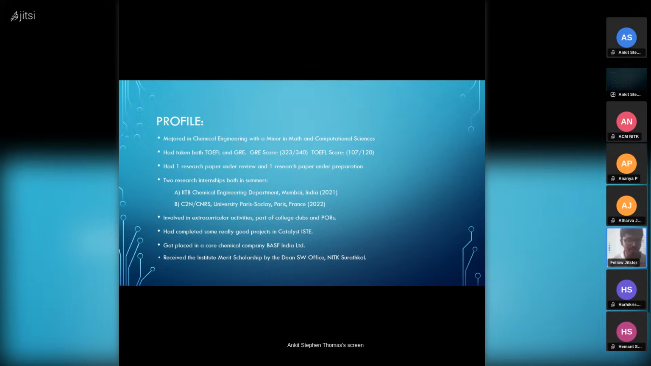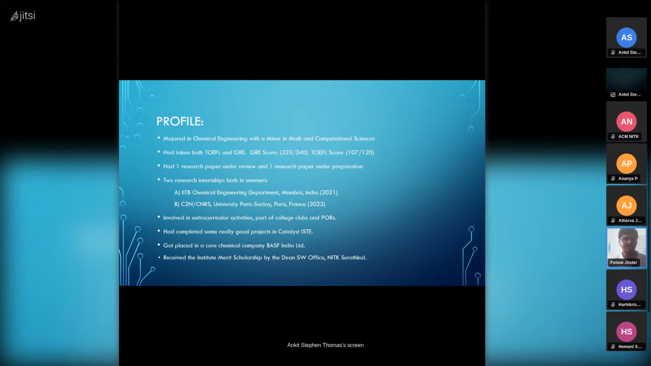So even before I took internships at IIT Bombay and the other one, I had a couple of projects in ISTE that gave me an idea on how I could independently decide and work on projects in the domain of chemical and allied areas of chemical engineering. And it built my interest in working independently and in a group on research projects. So that was something that exposed me to this.